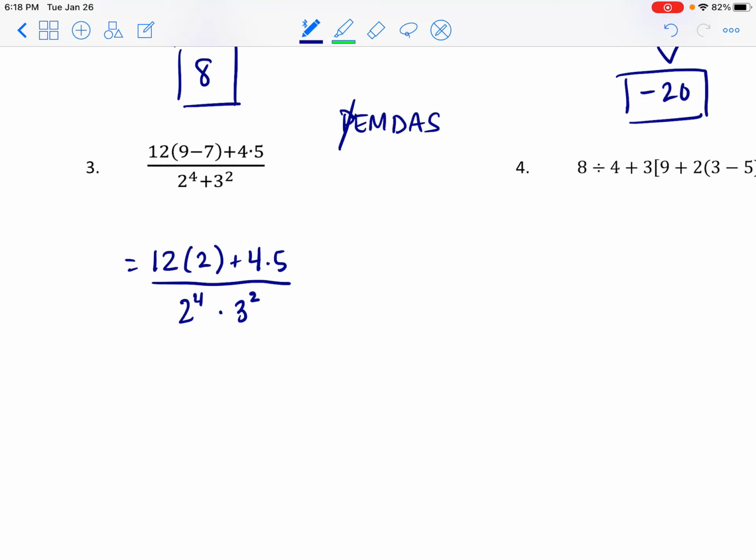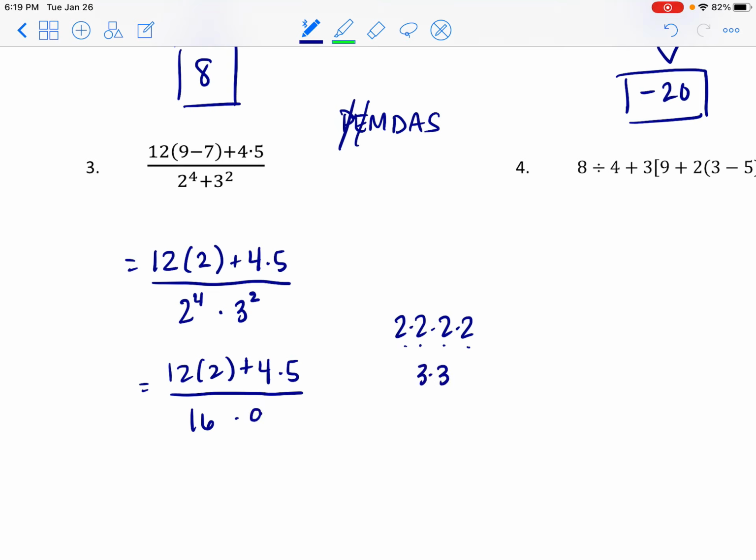Now I'm going to deal with my exponents. So I'm going to leave 12 times 2 and plus 4 times 5 alone for just a second. I'm going to go ahead and do the exponents on the bottom. 2 to the 4th means 2 times 2 times 2 times 2. So 2 times 2 is 4, times another 2 is 8, times another 2 is 16 there. And that's going to be multiplied by 3 squared, which is going to make a 9. Oh, and that's a plus in between. Okay, so I took care of exponents.